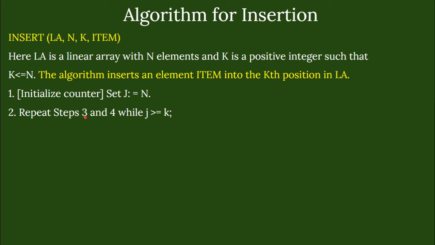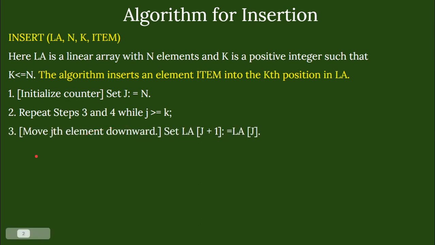Repeat steps 3 and 4 while J is greater than or equal to K. What this step means is, as long as J is greater than or equal to K, we have to repeat steps 3 and 4. Step 3 moves the element downward, and that is done by this statement: set LA[J+1] = LA[J]. That means if you want to insert some element in a position, we have to make space for that element, so we are pushing the elements downwards. That is the step done here.